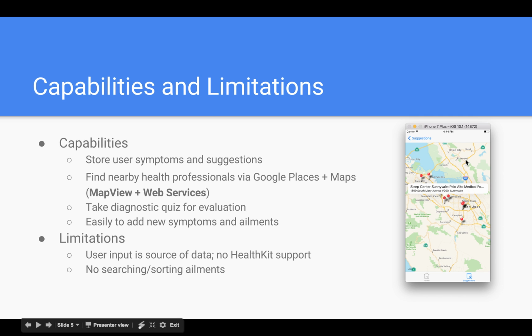So on the right here, you can see what the map view looks like, and that's one of the main features. We store the user's symptoms and suggestions, and we can find nearby health professionals using the Google Maps and Places API. I mentioned these capabilities, but a couple of limitations that I think could be good to address in the future is that the user input is the source of the data, so we don't have HealthKit support.